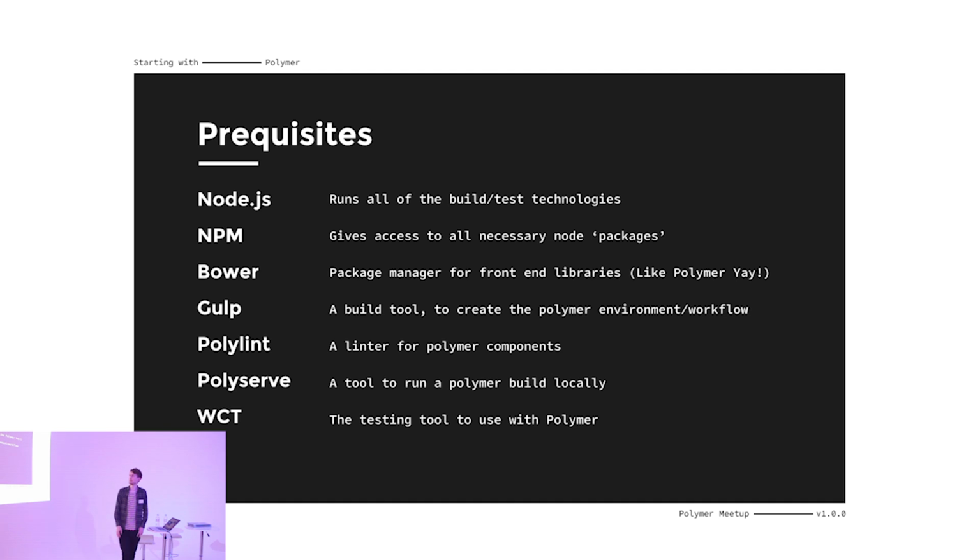So Node. Node is great to have on your computer anyway, but Node gets you Gulp, and NPM gets you Gulp and Polymer, Polyserve and other things like this. You also get Bower through it, and Bower is really important for Polymer. It's how Polymer uses the whole element catalog. You install it really through Bower and everything like that. So that's useful. Polylint and Polyserve and WCT, which is Web Component Tester.